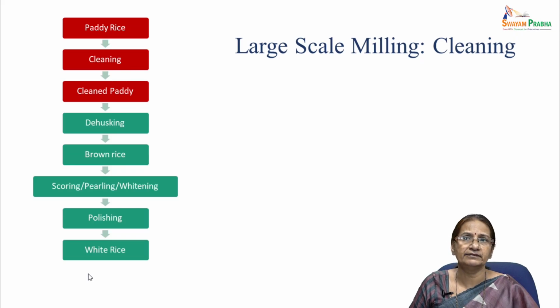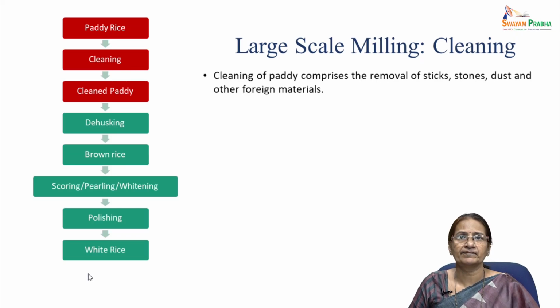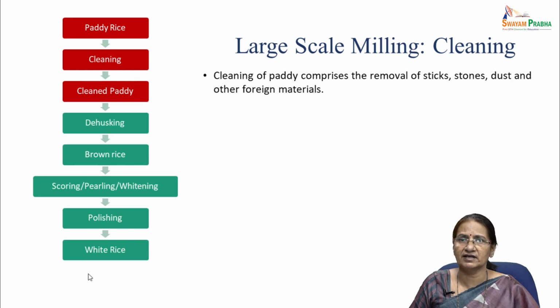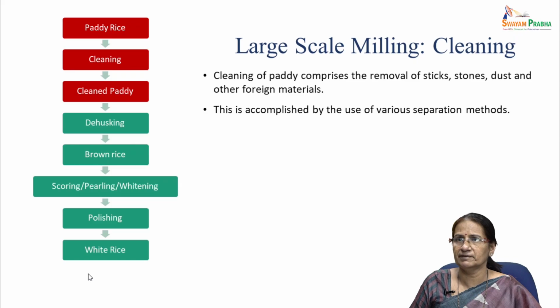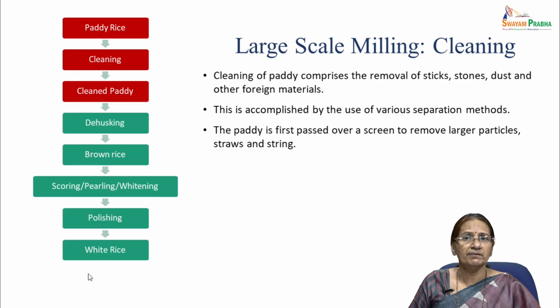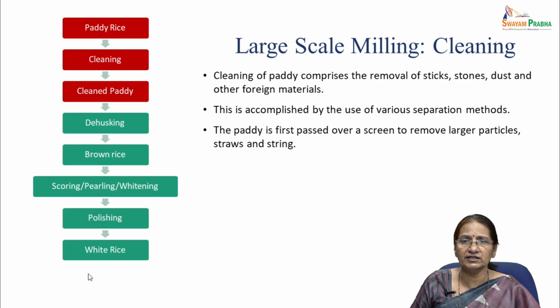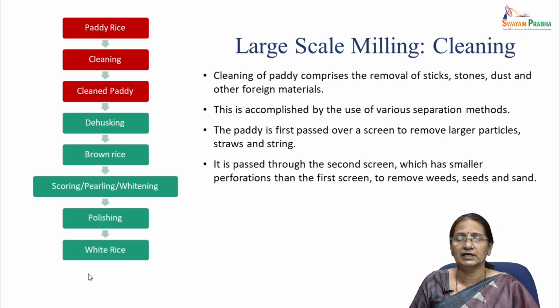Now, large scale milling. The first step is cleaning. Cleaning of paddy comprises the removal of sticks, stones, dust, and other foreign materials. This is accomplished by the use of various separation methods. The paddy is first passed over a screen to remove large particles, straws, and string. After that, it is passed through a second screen, which has smaller perforations than the first screen, to remove weeds, seeds, and sand.